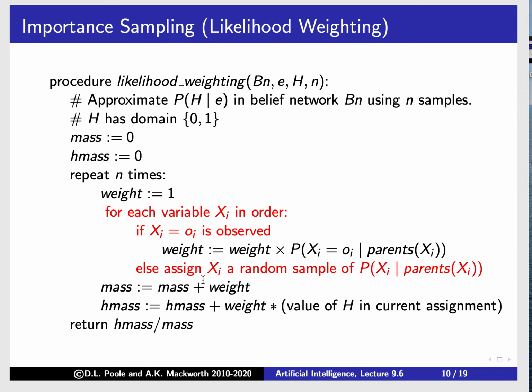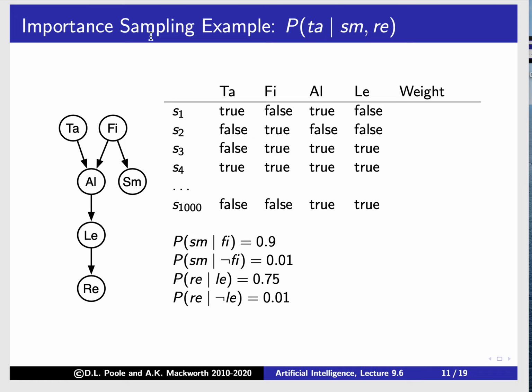And if it's not observed, we're just going to do a random sample of the probability of x given the parents of xi. And again, this is just the one-dimensional sampling that we saw before, so we know how to do that. And in the end, we're just going to divide the probability mass where H is true by the total probability mass. Okay, and it turns out we can use Hoeffding's inequality on this based on the probability mass of everything. All right, so here's what's going to happen. Let's draw out all the samples first.